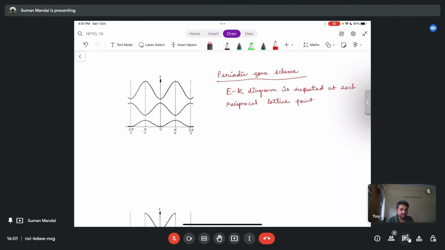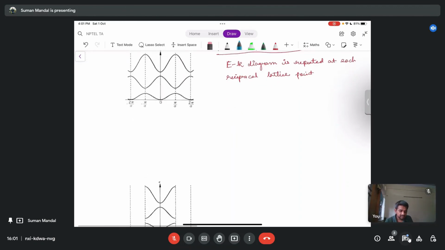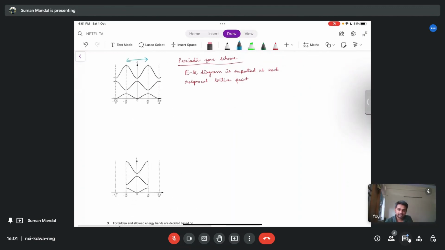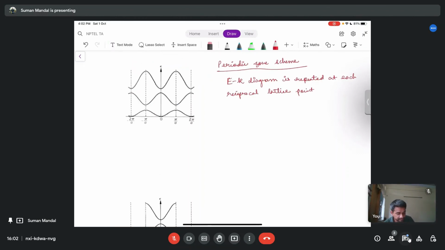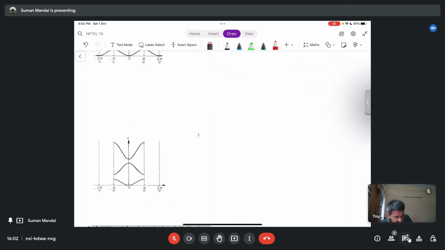So what we can do is just consider a small region of this, which will have all the information. We can just take this space and plot it, and then we'll get what we have here in the bottom. So you have just displaced it. We have just taken this part. It's a repeating diagram, and what we have here is called the reduced zone scheme.